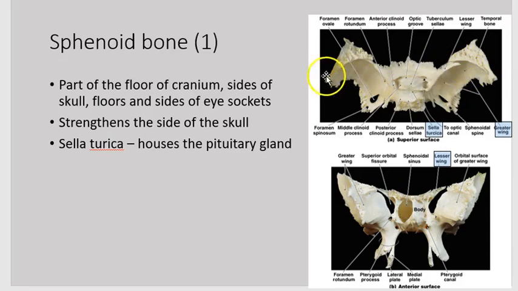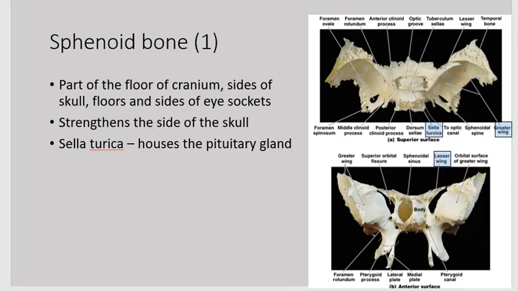The sphenoid has two wings. If you look at it in one view, I think that kind of looks like a bat, and this one it kind of looks like a moth or a butterfly. So it has two wings. So we have a greater wing, which is this big one right here, and you can see the lesser wing, which is just this little one in front of it. It's a lot easier to see that lesser wing from an anterior view. So here you can see the lesser and the greater.